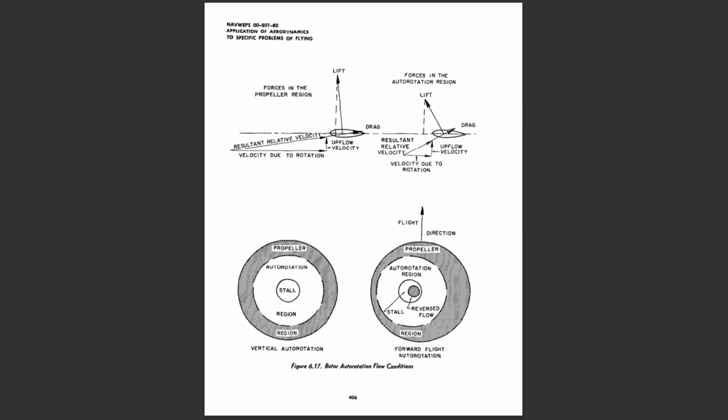Forces acting on the rotor blades in forward flight autorotation are similar to those in vertical autorotation, but the difference will consist mainly of shifts of the autorotation region to the left, and the addition of reverse flow and the negative stall regions similar to the powered flight condition.